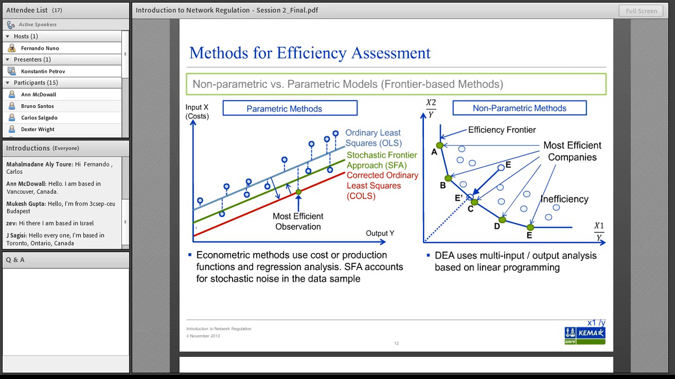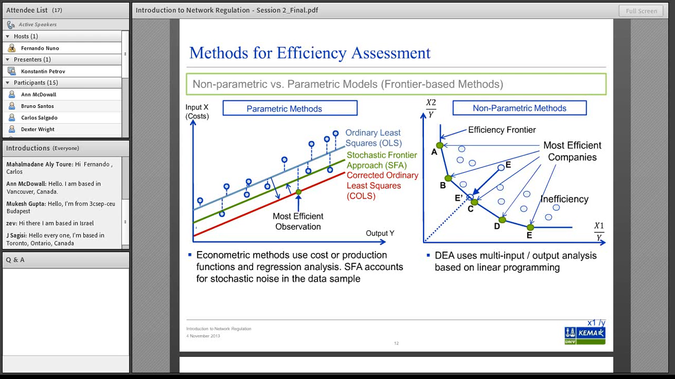The frontier, the companies which align on this line will be the best performing companies, and every single other company in the sample should improve. So it means by first definition it is classified as not so efficient as the best company.